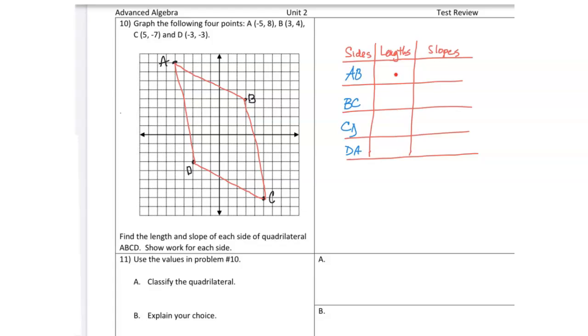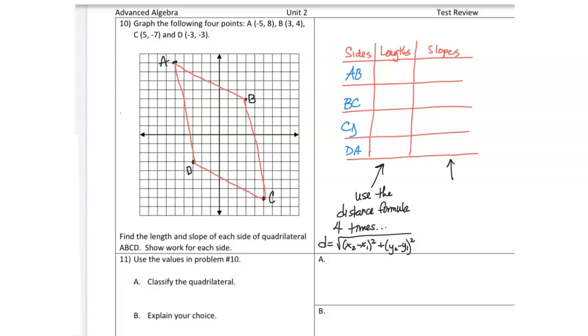Your next steps are to find the lengths and the slopes. For the lengths, make sure that you use the distance formula. And you'll need to use the distance formula 4 times. So once for each side. That distance formula is d equals the square root of x2 minus x1 squared plus y2 minus y1 squared.